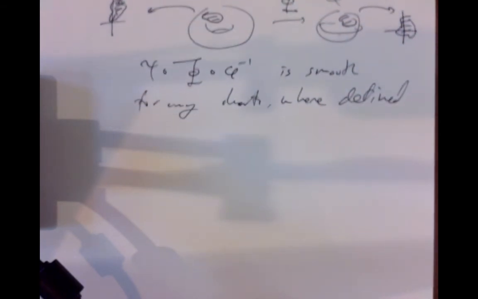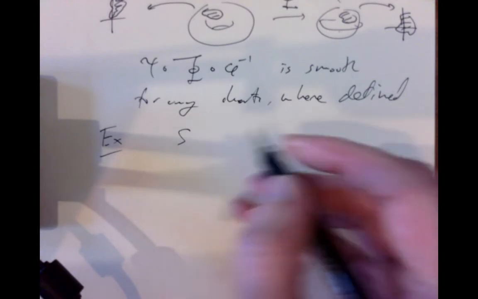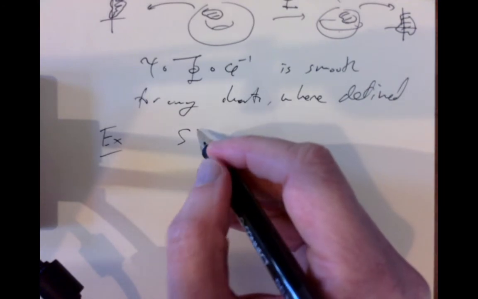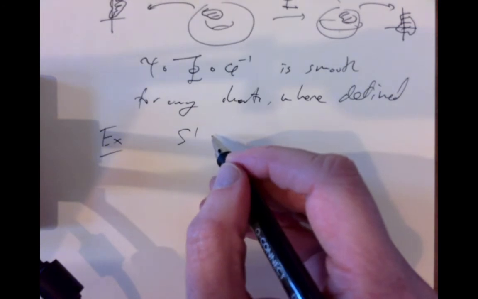What would be an example of such a thing? Well, we could take the circle. The traditional notation for a circle is that it's usually called S1 because it's a one-dimensional sphere.